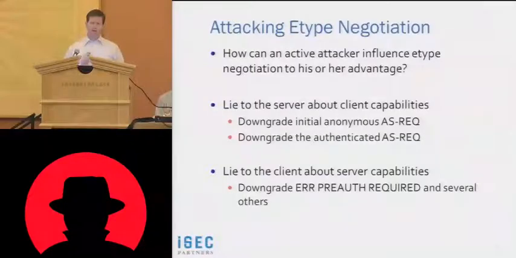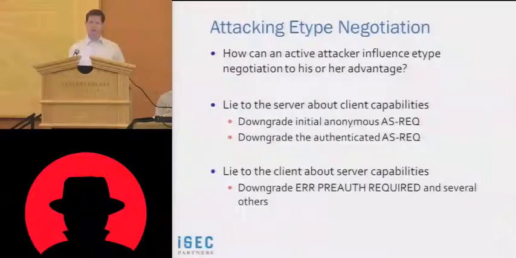It allows the attacker, a full man-in-the-middle attacker, to drop the good E-types when the client is sending that initial anonymous AS-REQ. The Kerberos server will then respond back with that error pre-auth required message that includes only what the client supports and that it supports as well. So if you just say, hello, I support only DES, the server will look up and say, do I support DES?